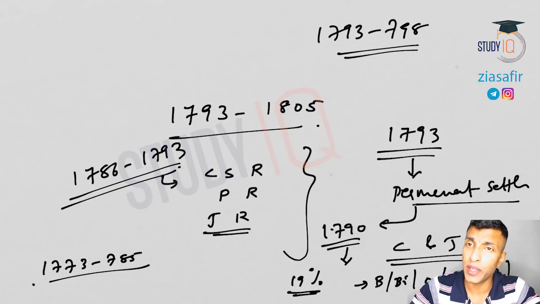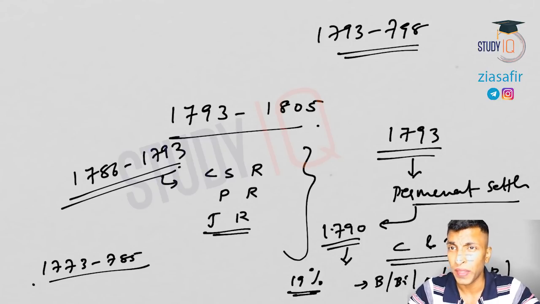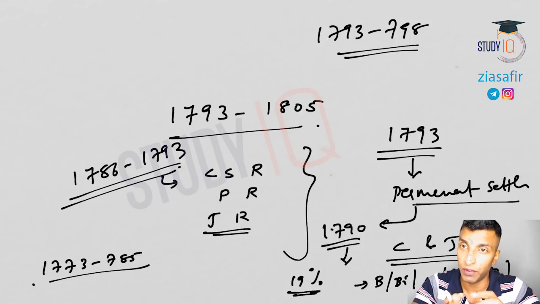Because this was the period of Lord John Shore, and nothing much actually happened during this time from the point of view of the exam. If you see my classes, it's only to the exam point. It is precise, crisp, and there is nothing more, nothing less. We are only talking from the exam point of view.